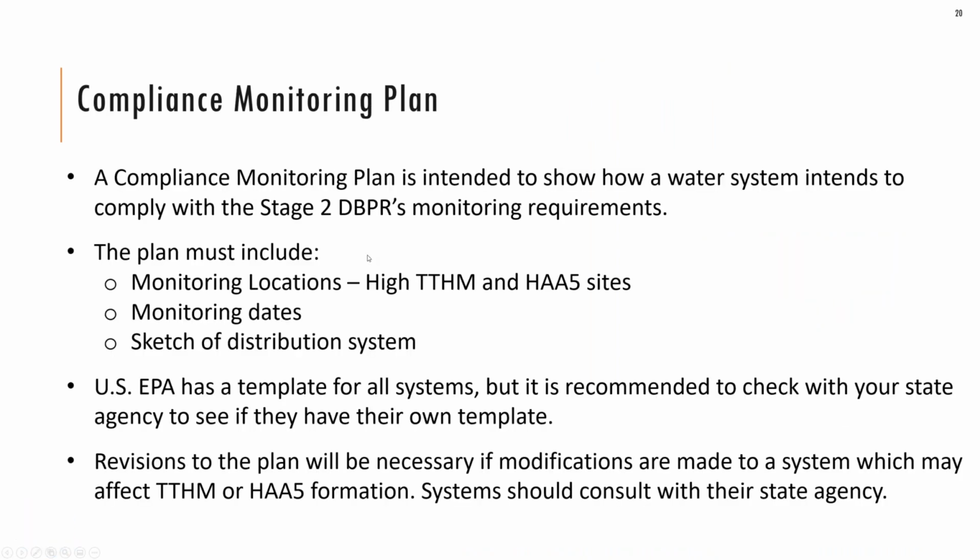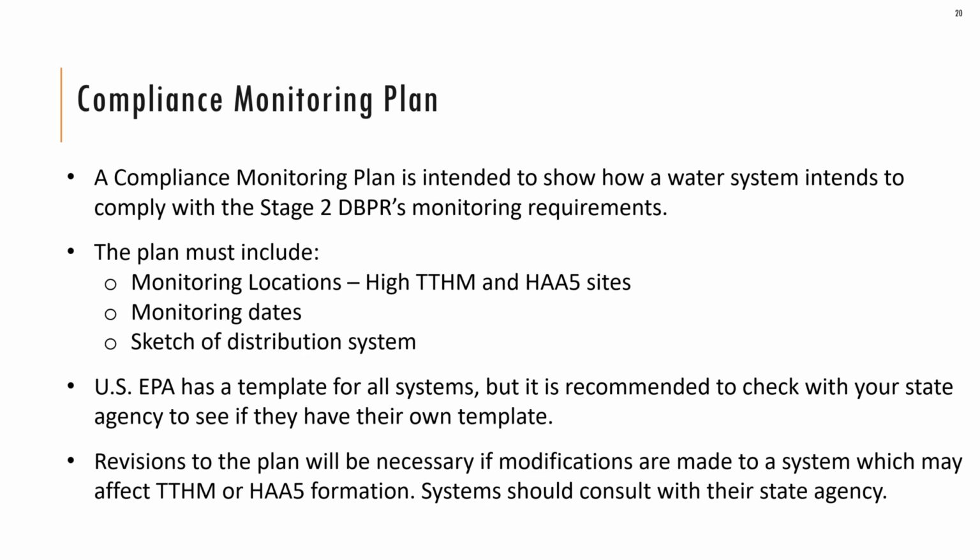So a compliance monitoring plan was supposed to be developed after an IDSE was complete and details how a water system plans on complying with the stage 2 monitoring requirements. The plan requires monitoring locations representative of high TTHM and HA5 concentrations, a sampling schedule which indicates the dates, and a sketch of the distribution system laying out the piping system features like wells, storage tanks, and the sampling location.